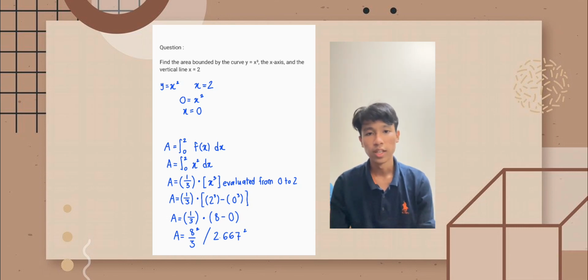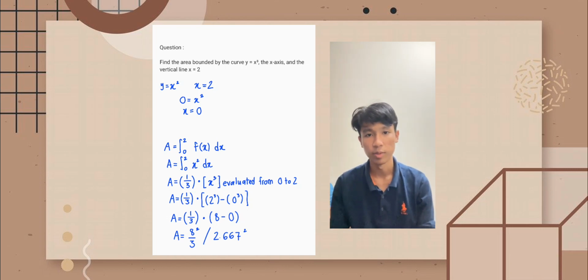The integral to find the area is given by the integral from 0 to 2 of f(x) dx. Putting in the value, it becomes the integral from 0 to 2 of x to the power of 2 dx, and to integrate x to the power of 2 with respect to x, we get 1 over 3 times x to the power of 3.